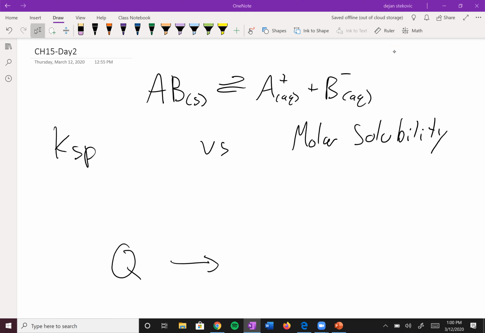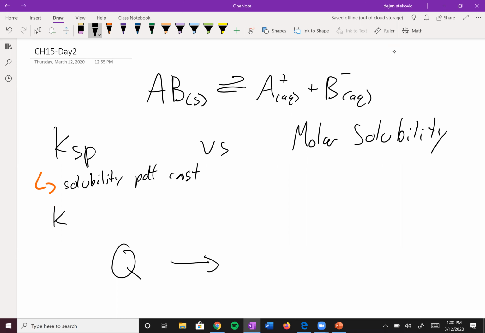So last time we learned about Ksp and molar solubility. We learned that although they're related, they're not exactly the same idea. When we're talking about Ksp, does anybody remember the technical term for it? Solubility what? It's the solubility product constant. It's not that important that you know the name.